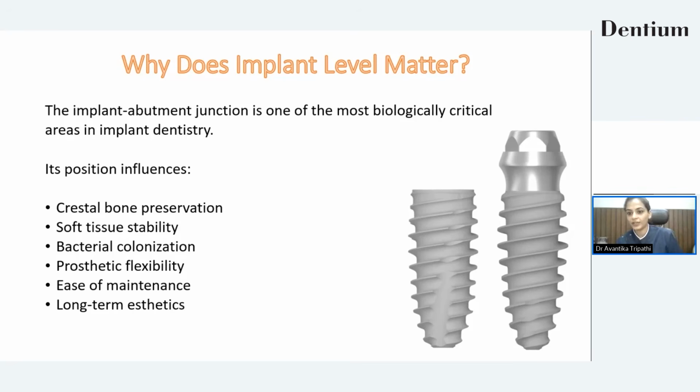Prosthetic flexibility: suppose in immediate implant cases, I need a fixture which allows me to be more prosthetically flexible. In anterior implant cases, I need an implant system which allows me to provide a good amount of aesthetics. Ease of maintenance: it should be very simple and easy to clean and maintain. And long-term aesthetics: it should be able to provide and keep that aesthetics for a long time.